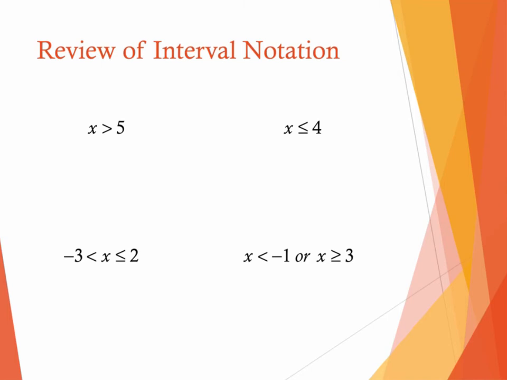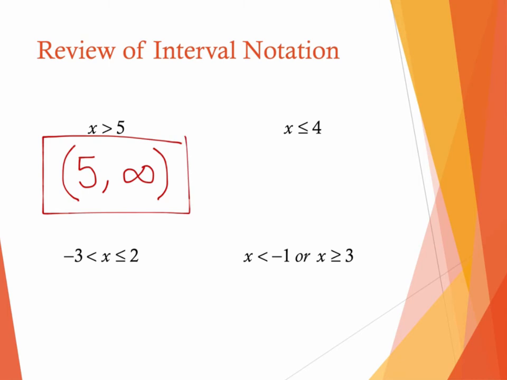If we want to write x is greater than 5 in interval notation, we start by saying what is the smallest number in that set. Well, if x is greater than 5, the smallest number in the set is going to be 5. And the largest number in that set is going to be positive infinity. Since x is greater than 5, 5 is not included, so we use a rounded bracket. Infinity also is a number that can't be included in a set because we can never reach infinity, so it will also have a rounded bracket. And there's my interval, 5 to infinity.